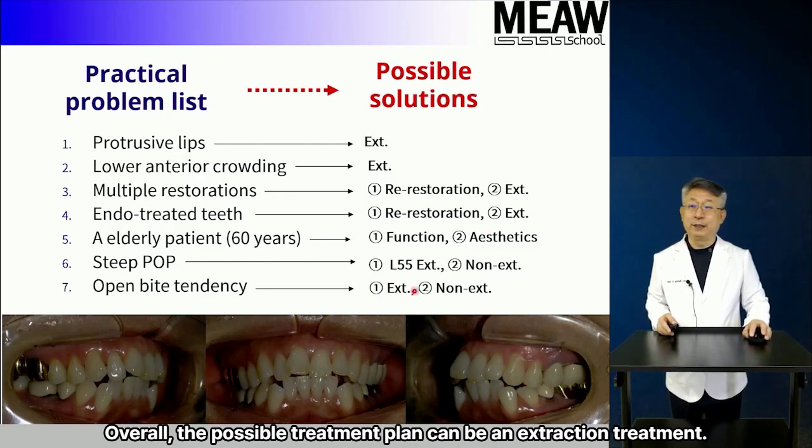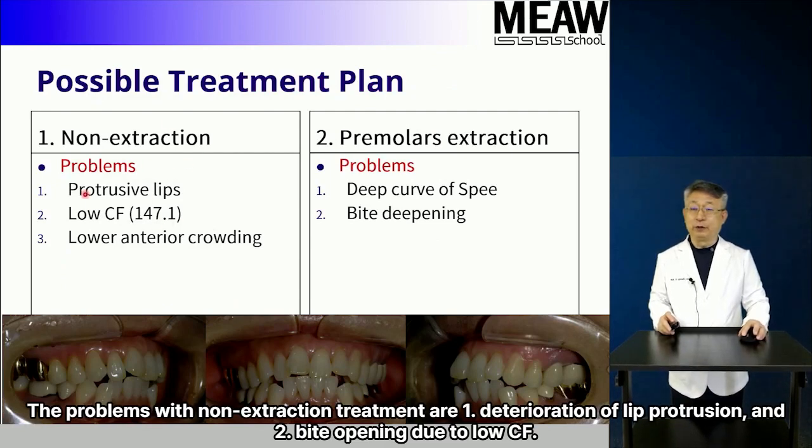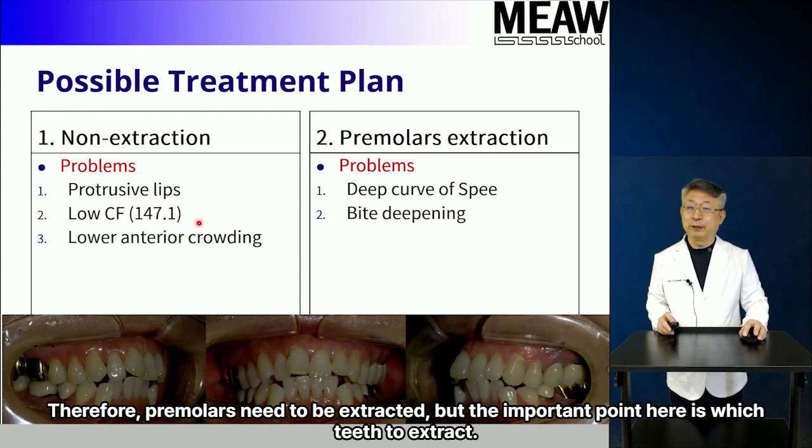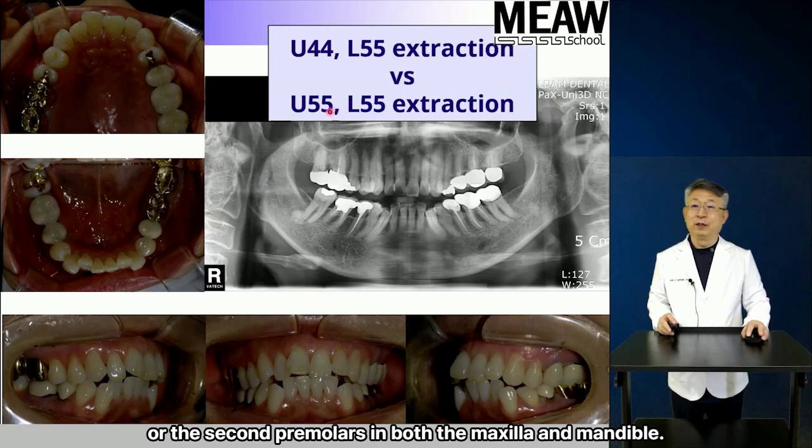Overall, the possible treatment plan can be an extraction treatment. The problems with non-extraction treatment are 1. Deterioration of lip protrusion, and 2. Bite opening due to low CF. Therefore, premolars need to be extracted, but the important point here is which teeth to extract. It should be contemplated whether to extract the upper first premolars and lower second premolars, or the second premolars in both the maxilla and mandible.